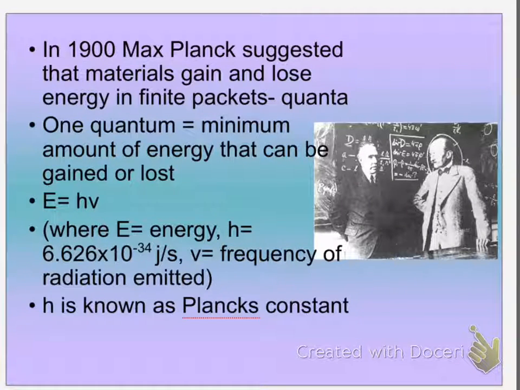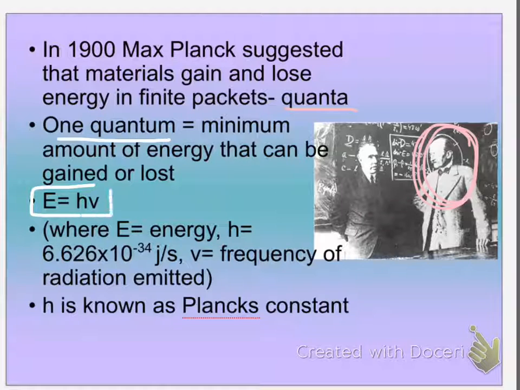Based on these observations, Max Planck, that's this guy right here, suggested that materials, such as those metal electrons, could only gain and lose energy in finite discrete packets. He called them quanta. And he said that 1 quantum was the minimum amount of energy that could be gained or lost. He came up with this simple little equation, E equals hv, where E is the energy that the material is gaining or losing, h is a constant, 6.626 times 10 to the negative 23rd joules per second, and v is the frequency of the radiation that's being emitted. h came to be known as Planck's constant.